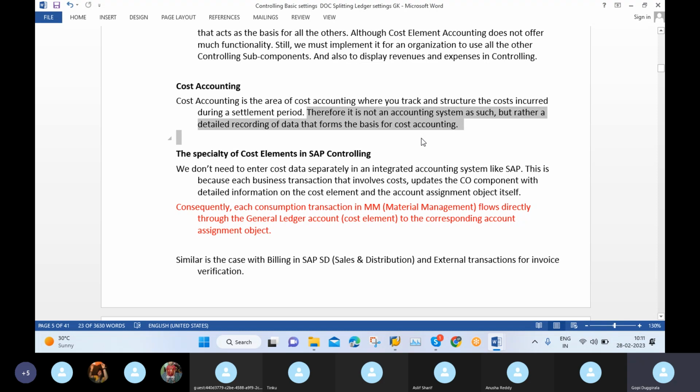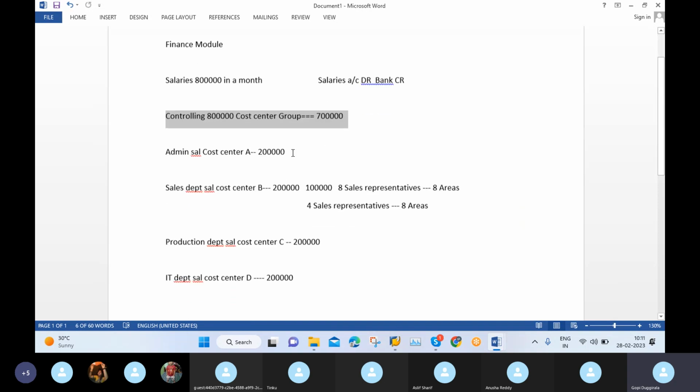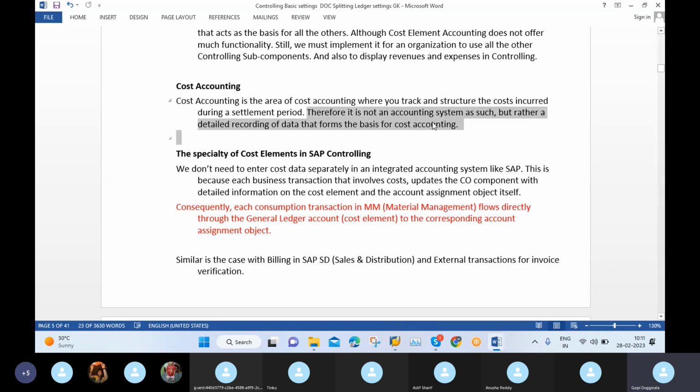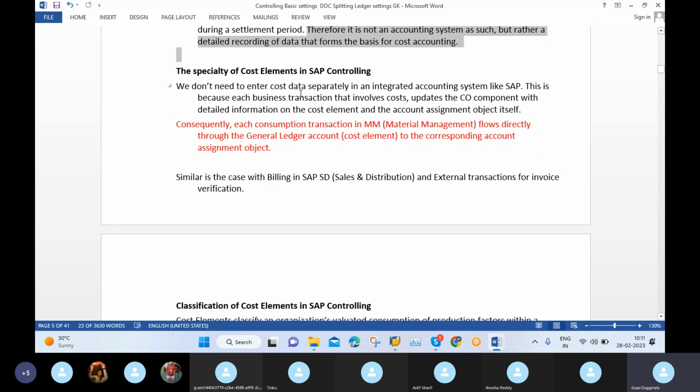That point we mentioned, this is not the accounting system, but we can maintain detailed recording of costs. Earlier we gave an example in finance: in finance, simply the salaries will be 8 lakhs. But when it comes to controlling, we can split into 4 cost centers and split the total amounts, and we can catch one point and reduce our costs, right? So this point will be explained very clearly in this area. Okay. And the next one is the specialty of cost elements in SAP controlling.